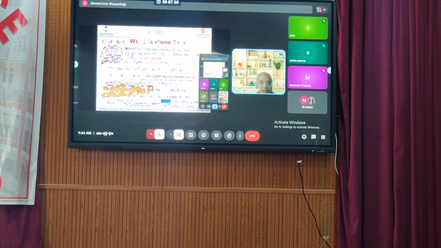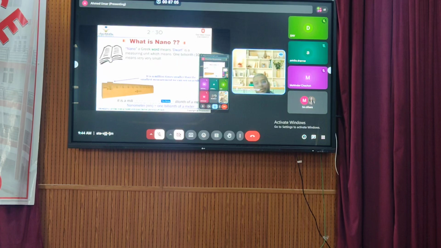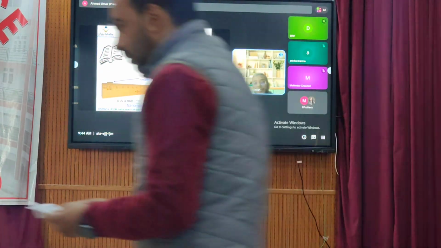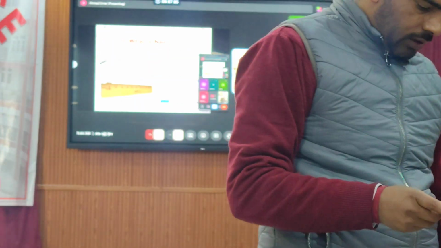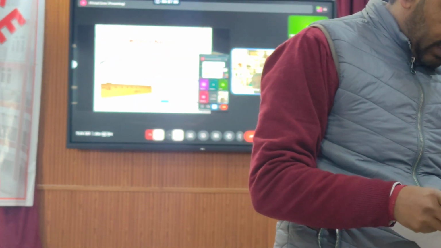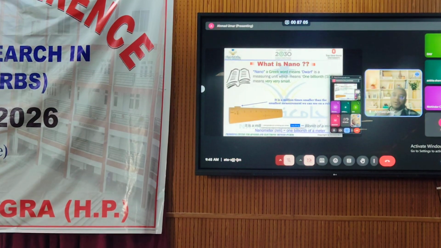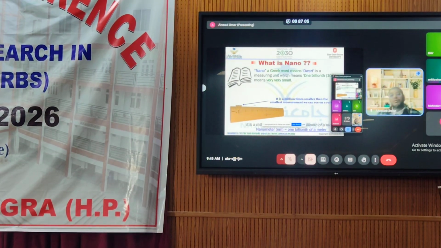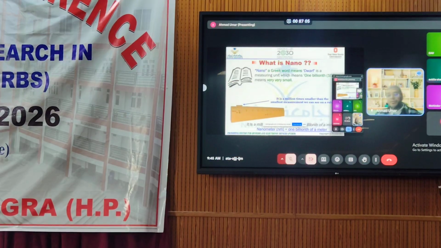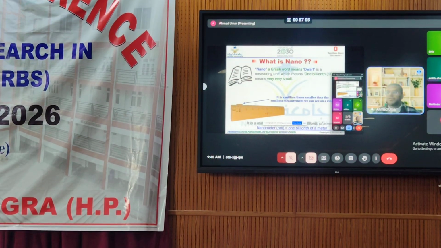So let us understand what nano is. Actually, there is a confusion among people about what nano is. Nano is nothing but a dimension. It is derived from a Greek word. If you are talking about weight, it can be a nanogram or whatever. So it is just a dimension. If you have a different dimension, you can just add nano.